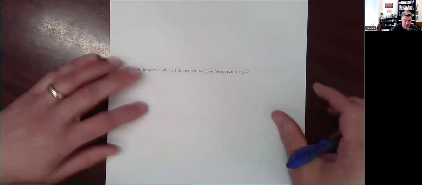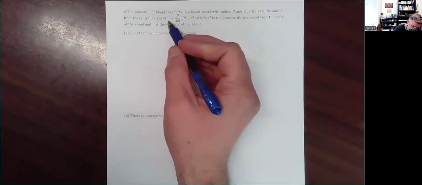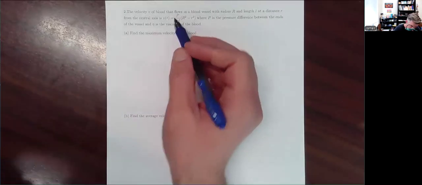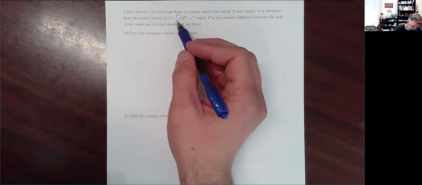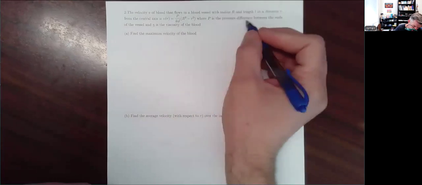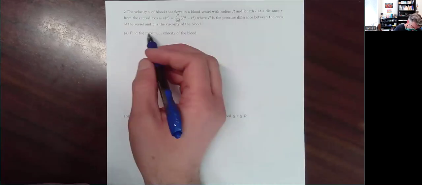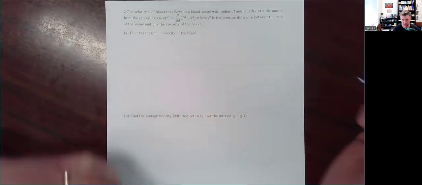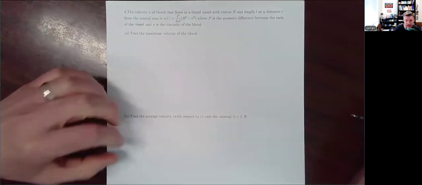The next one says the velocity v of blood that flows in a blood vessel with radius capital R and length L and a distance lowercase r from the central axis is v, a function of lowercase r, so r is our variable, equal to P over 4 eta L times capital R squared minus little r squared. P is the pressure difference between the ends of the vessel, and eta is the viscosity of the blood. Cool, lots of words. Find the maximum velocity of the blood.